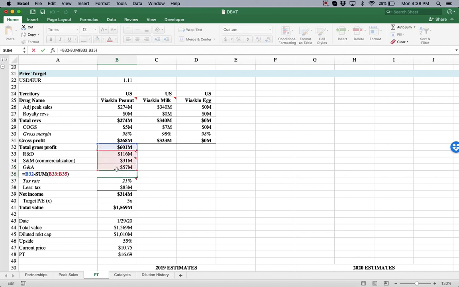So then pre-tax income is just the gross profit minus our expenses. And then we just assume a 21% tax rate. So that brings us to net income of 314 million.